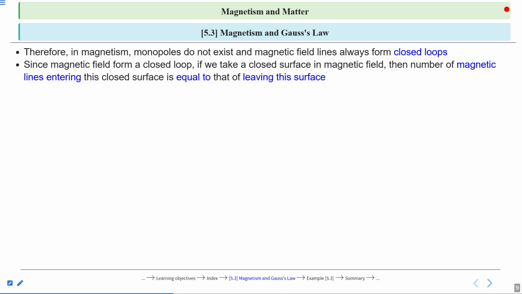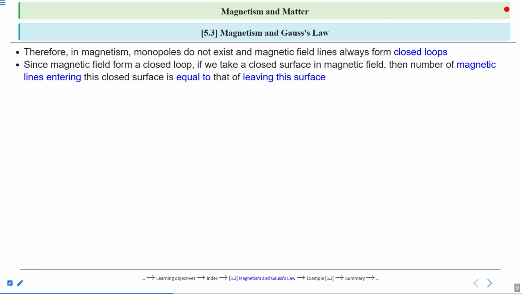Due to the North Pole, there will be outward flux, and due to the South Pole there will be inward flux, because a loop is forming. So the number of field lines exiting the surface will be equal to the number of field lines entering the surface due to the South Pole. So for any closed surface, the net magnetic flux will be 0.